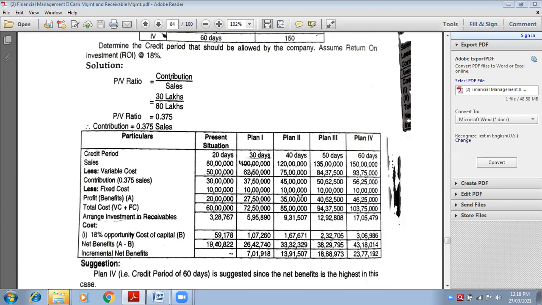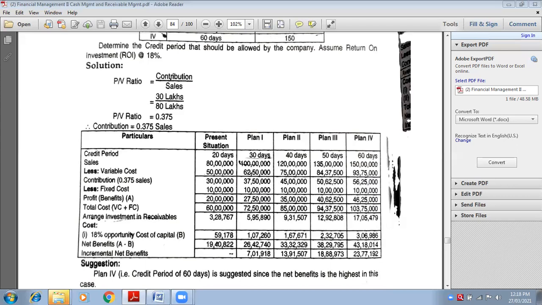Plan 2, what is total cost? 85 lakhs. Very good. 85 lakhs into 40 divided by 365. So your answer will be 9,31,507. Is it correct? Yes, ma'am.